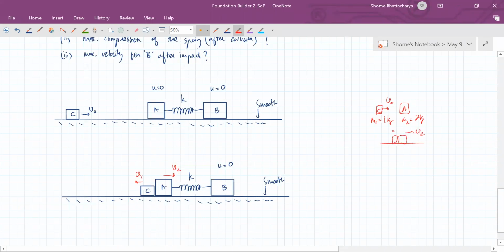Immediately after impact, this is what we'll get when we apply the formula: minus V0 by 3, or minus 4 centimeters per second. That will be C's velocity, but I'm more interested in A's velocity, which will be 2m1 upon m1 plus m2. So 2 by 3 of 12.